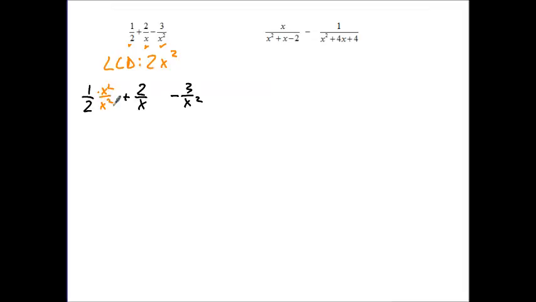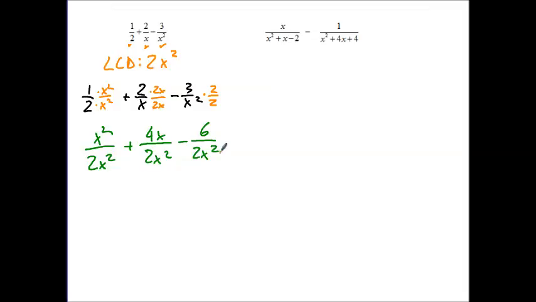X squared is missing here, so 1/2 times x squared over x squared, plus 2x times 2x over 2x, minus 3x squared times 2 over 2. So we get x squared over 2x squared plus 4x over 2x squared minus 6 over 2x squared, and we can now go ahead and add or subtract the numerators. X squared plus 4x minus 6 over 2x squared.